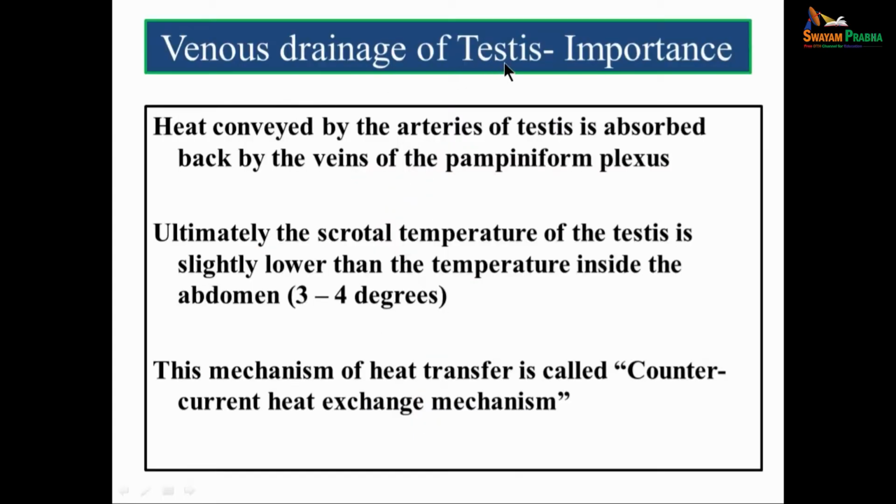Venous drainage of the testis, what is its importance? The heat conveyed by the arteries of the testis is absorbed back by the veins of the pampiniform plexus. Ultimately, the scrotal temperature of the testis is slightly lower than the temperature inside the abdomen by about 3 to 4 degrees, and this mechanism of heat transfer is called the counter current heat exchange mechanism.